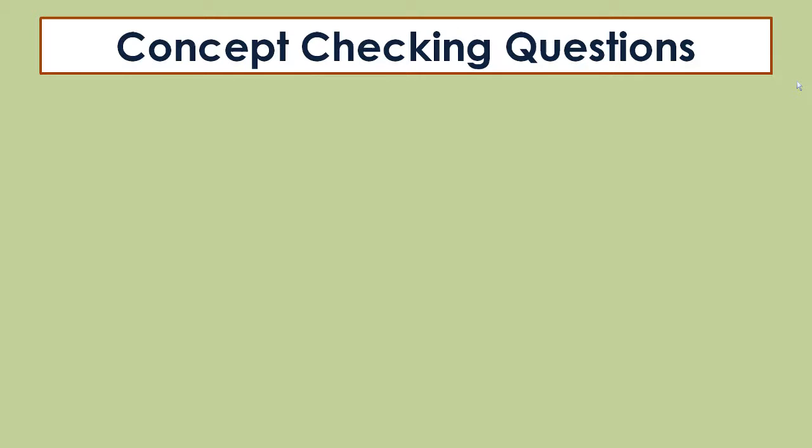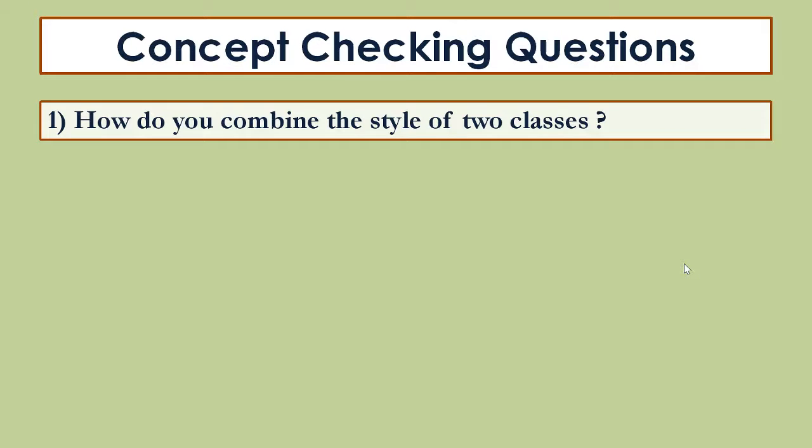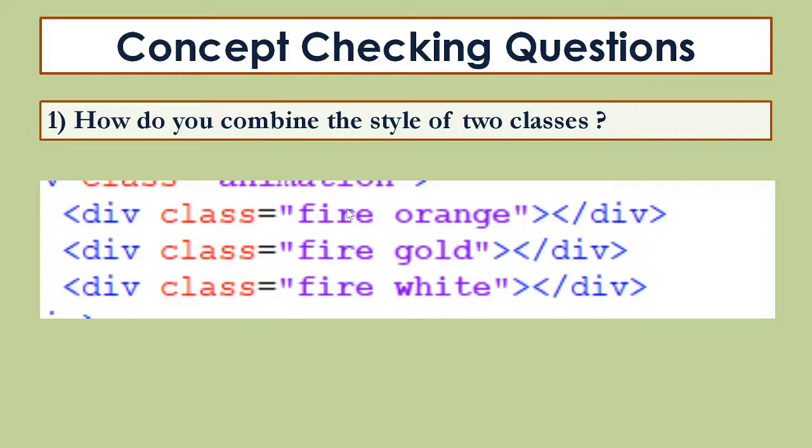The only concept checking question I'm going to ask in this video is: how do you combine the style of two classes? So pause the video very quickly and answer that question. So hopefully you've paused the video, and the answer is to add the name of the first class, a space, and the name of the second.